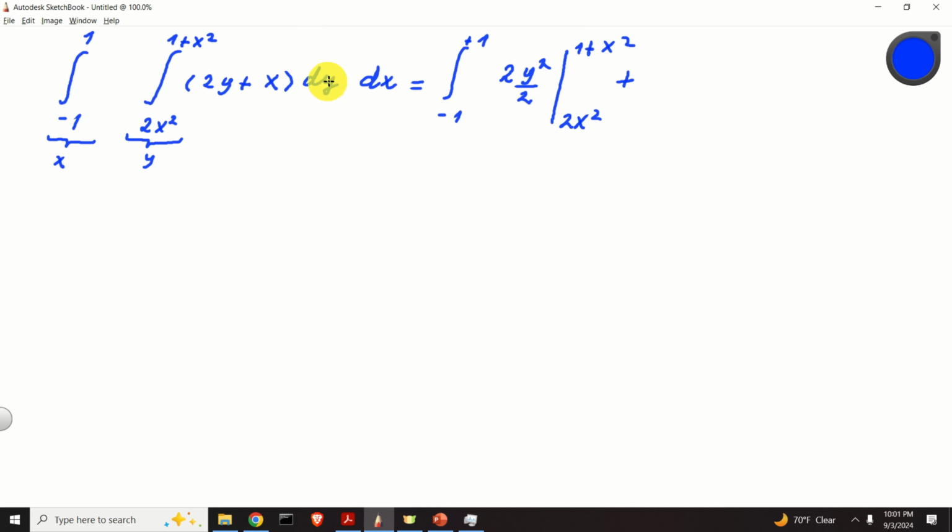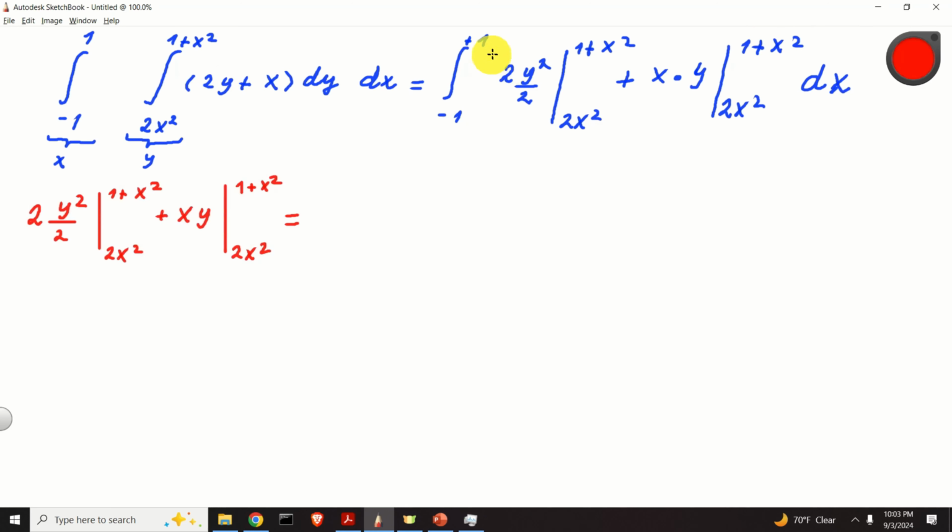Integral of a constant dy becomes that constant multiplying y. Consequently, we have x multiplying y, and over here we have the bounds from 2x squared to 1 plus x squared. And over here, don't forget that we are left with dx, and that's it. We solved the inner integral. The next step is to substitute the bounds inside of this term over here.